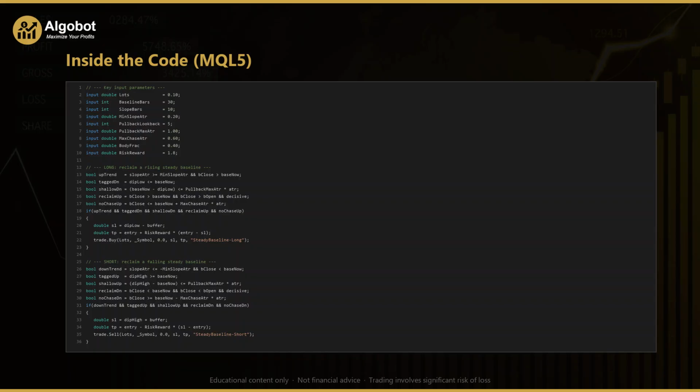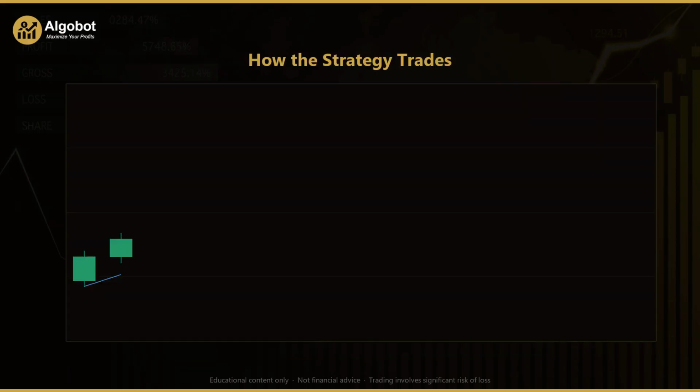The short block is the exact mirror. Downtrend needs a falling baseline with the close below it. Tagged up and shallow up check a shallow rally into the line, and reclaimed in needs a decisive bearish close back below. When they align, it calls trade.sell, with the stop just above the rally high and the target risk reward times the risk below the entry. Same structure, opposite direction. Let's bring the logic to life on the chart.